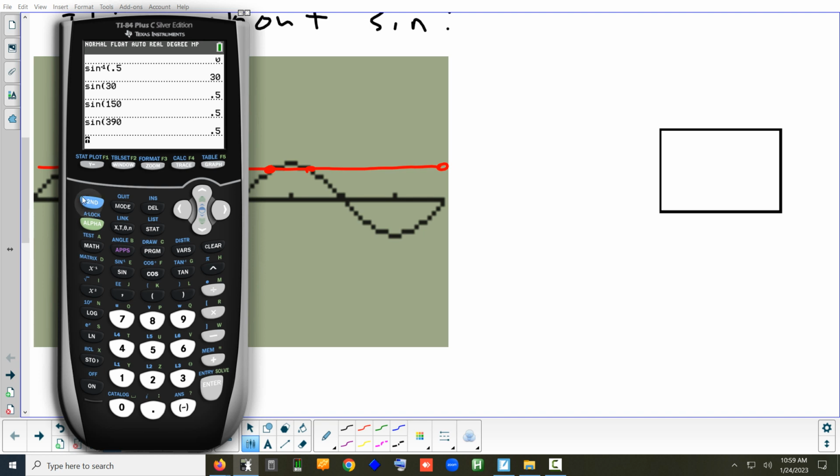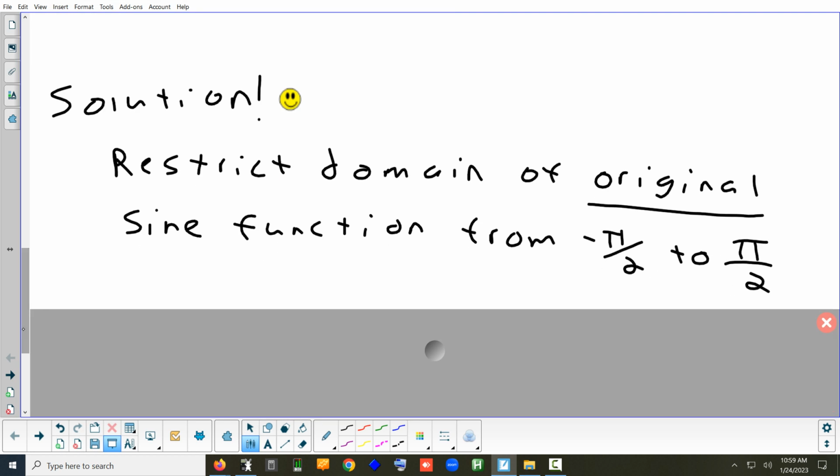But when you do the inverse sine of 0.5, the calculator has to decide which one it's going to give you. Is it going to give you the 30? Is it going to give you 150? Or is it going to give you 390? Well, it's always going to give you the answer that's between negative 90 and 90. That's the way inverse sine works, because that section passes the horizontal line test.